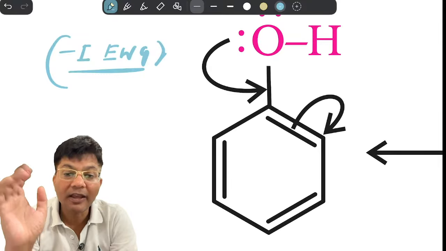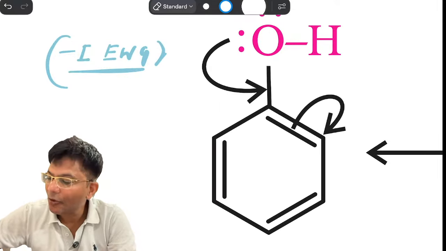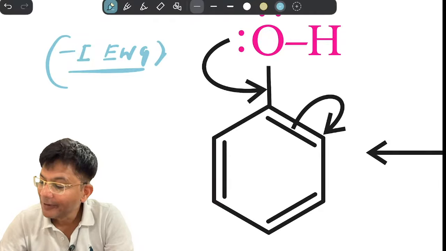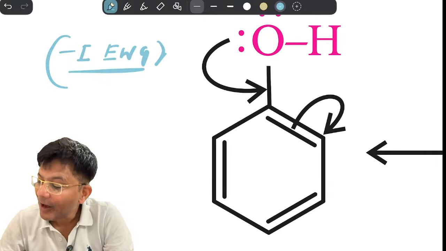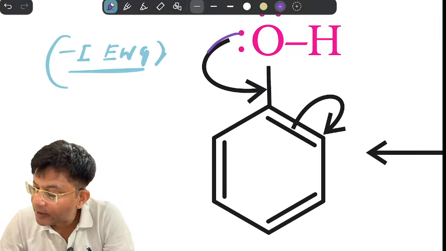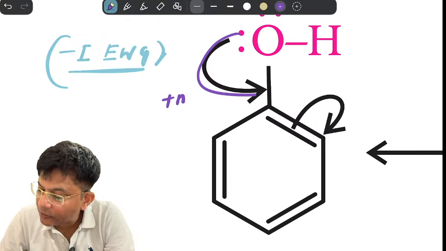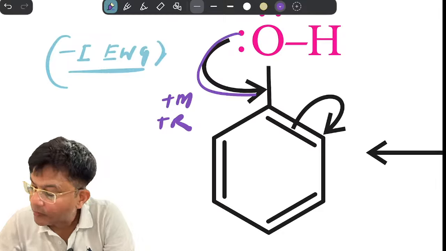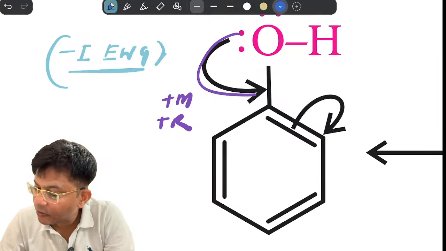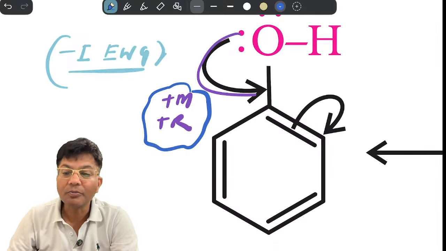But at the same time, its lone pair is saying, hey, I want to go towards benzene. This electron is going through plus M, which is also known as plus R. The electron is going to the benzene. This is known as the mesomeric effect or resonance effect.